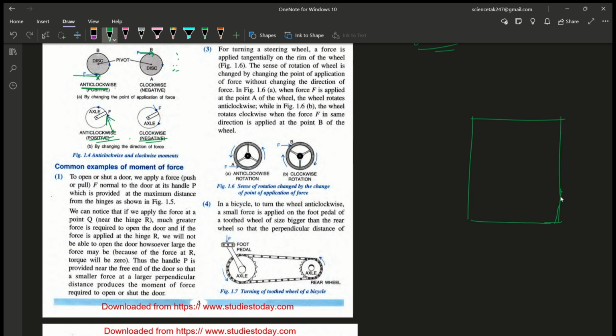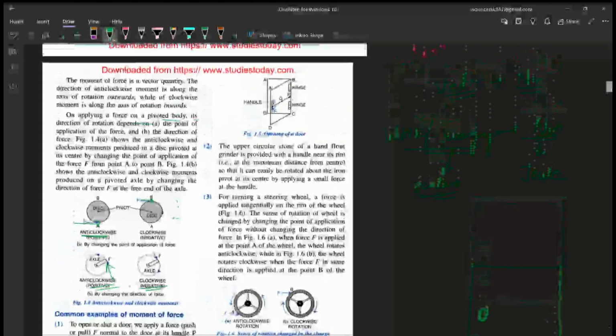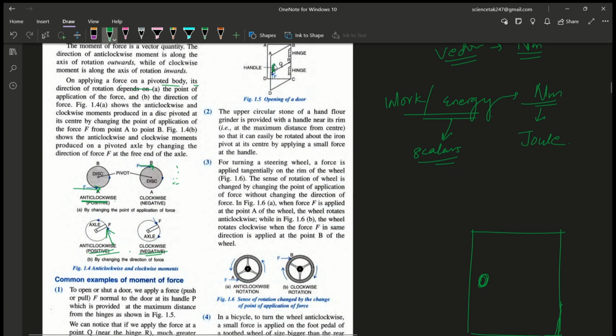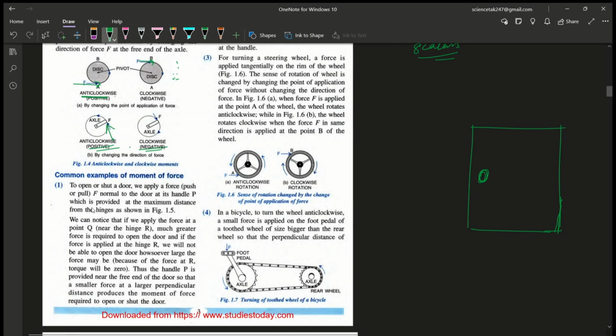So this is your door. To open a shutter door, we apply a force F normal to the door at the handle P. Oh, I guess they've given us a diagram. Yeah, this is the handle P here. So they apply force there, right? Which is provided at a maximum distance from the hinge. So Y is the knob. Write it here, okay, students. I can't write it here because my stylus does not permit me. You can write it here as a short question, because this might appear as a give reasoning question.